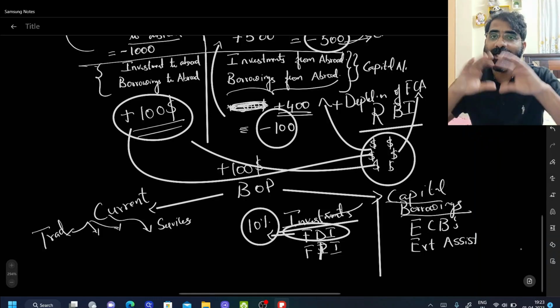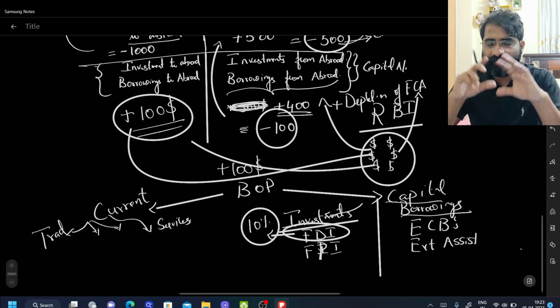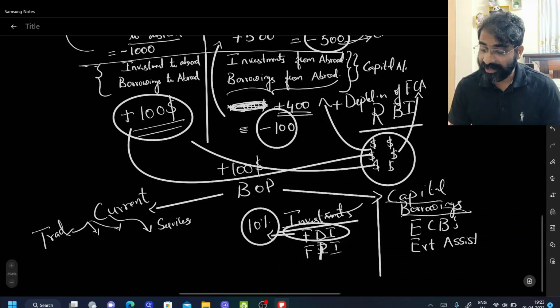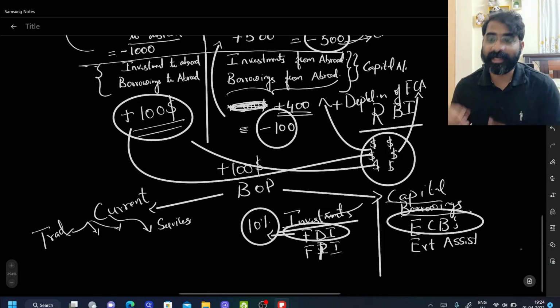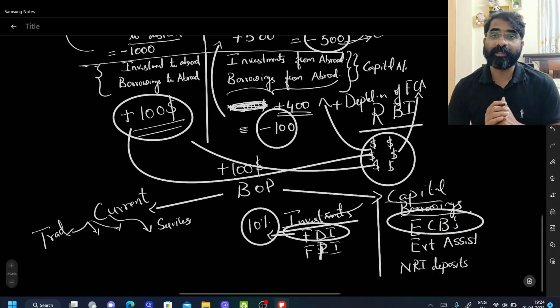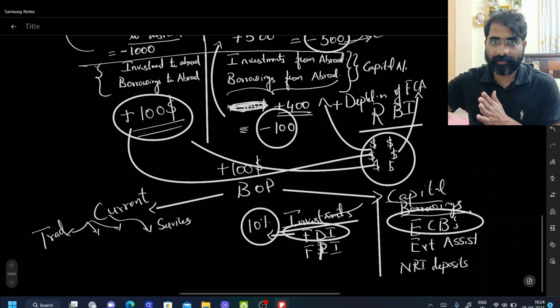Out of the total external debt, a very important point, the maximum amount of external debt is the ECB, external commercial borrowing, followed by the NRI deposits. NRI deposits again can be in the form of FCNR.